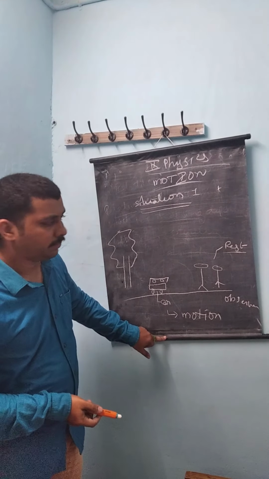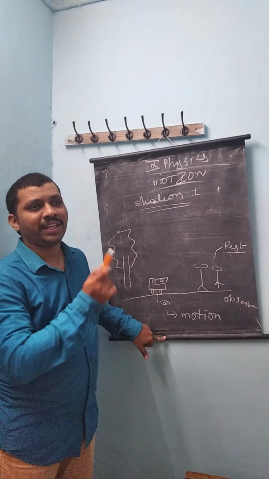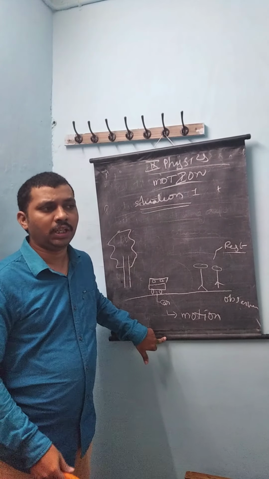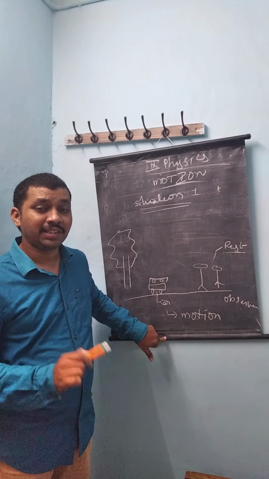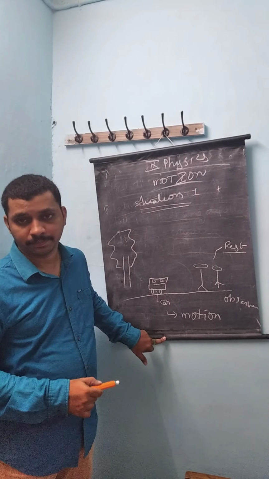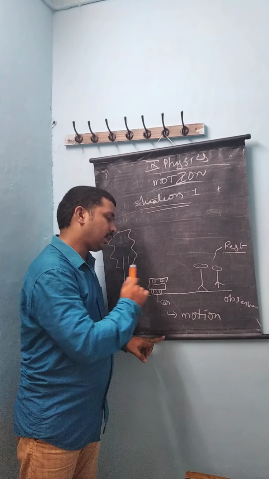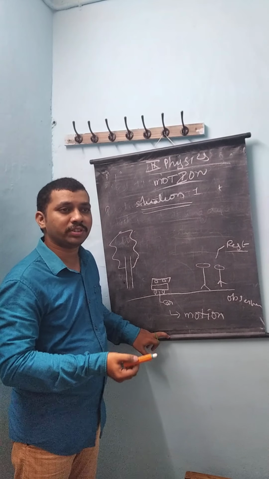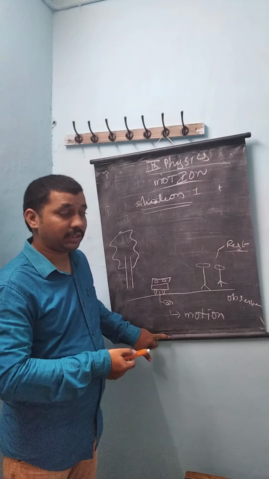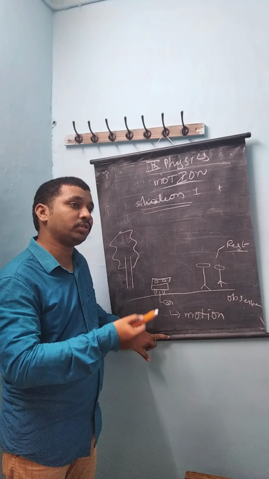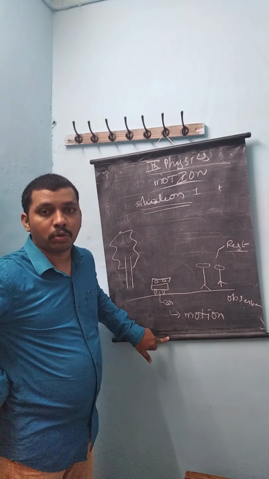Then at the same time, what is the position of the driver and the passenger in the moving car with respect to the observers? Are they at rest or in motion? Definitely they are also in motion. Why? Because they are moving with the car. As the car is moving, automatically the passenger and the driver also move along with the car. So the answer is they are also in motion.